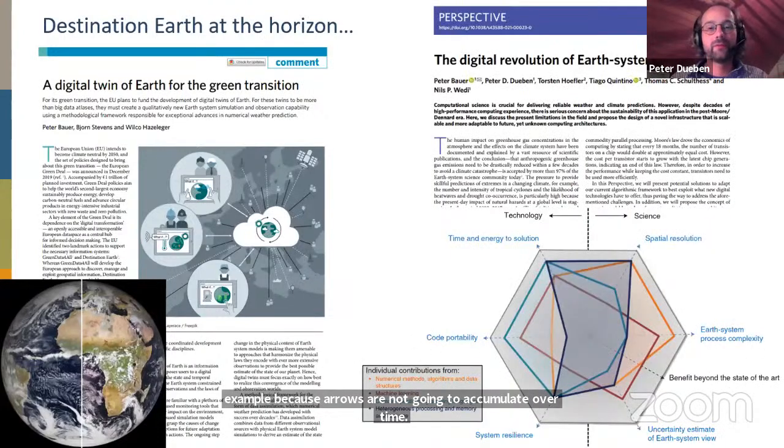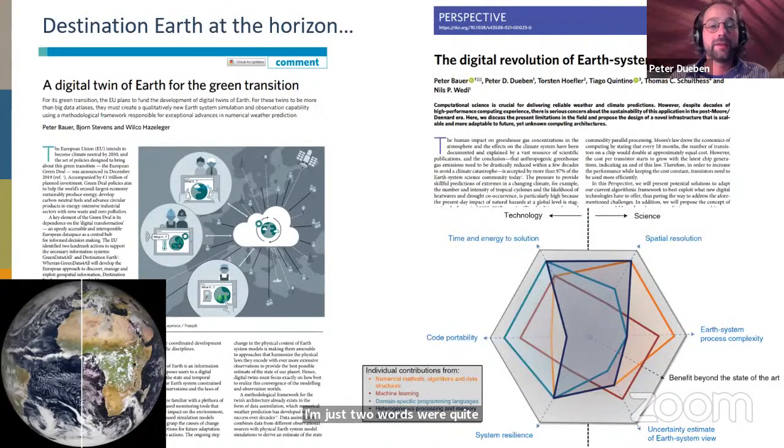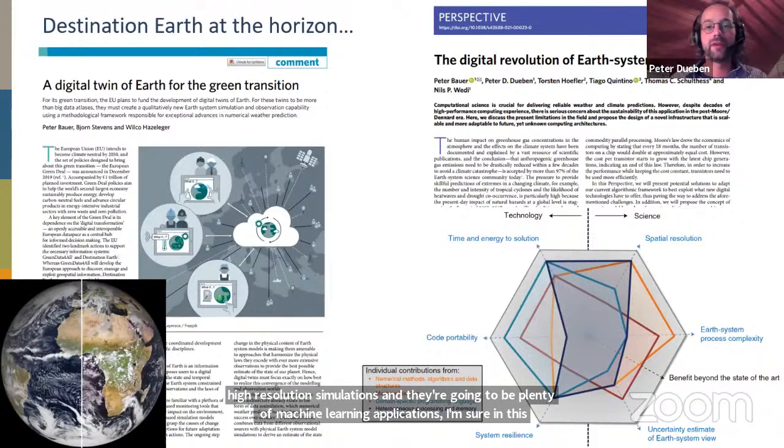Just 2 words, we are in quite exciting times at the moment in Europe because we have a couple of big projects coming up, and one of them is the so-called Destination Earth project, where we try to build digital twins of the Earth with very, very high resolution simulations. There are going to be plenty of machine learning applications in this framework, just to deal with the amount of data that we're going to produce. And there's a lot of scope for investigations into knowledge-guided machine learning as well. So they're exciting times at the moment.